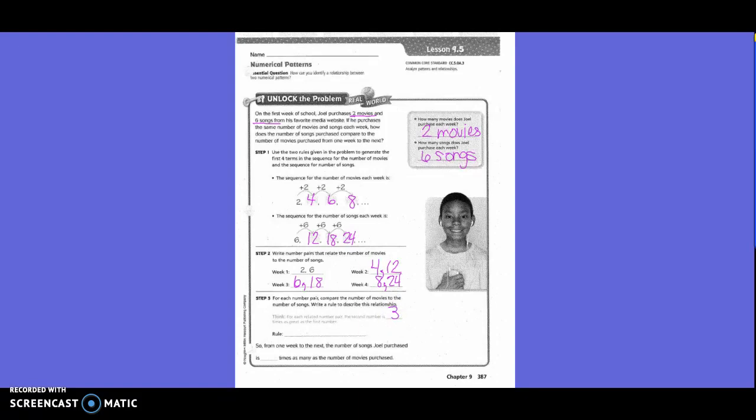So our rule would be that we multiply by 3. So from one week to the next, the number of songs Joel purchased is 3 times as many as the number of movies purchased.